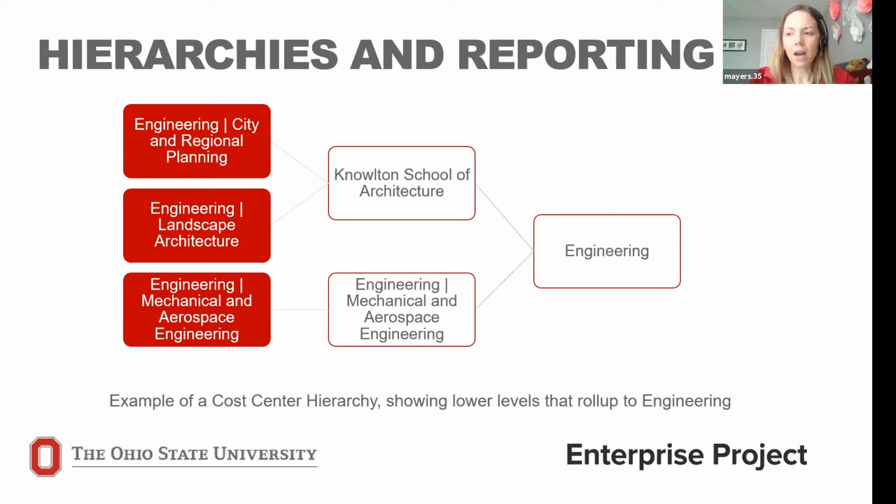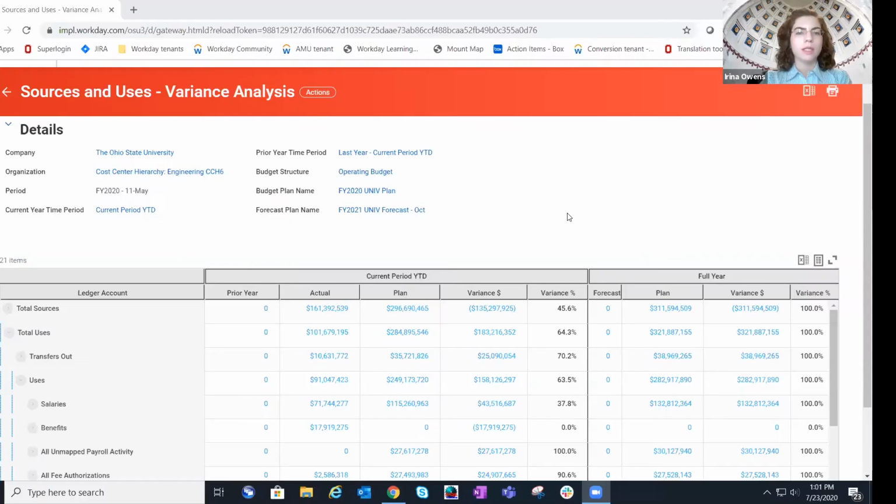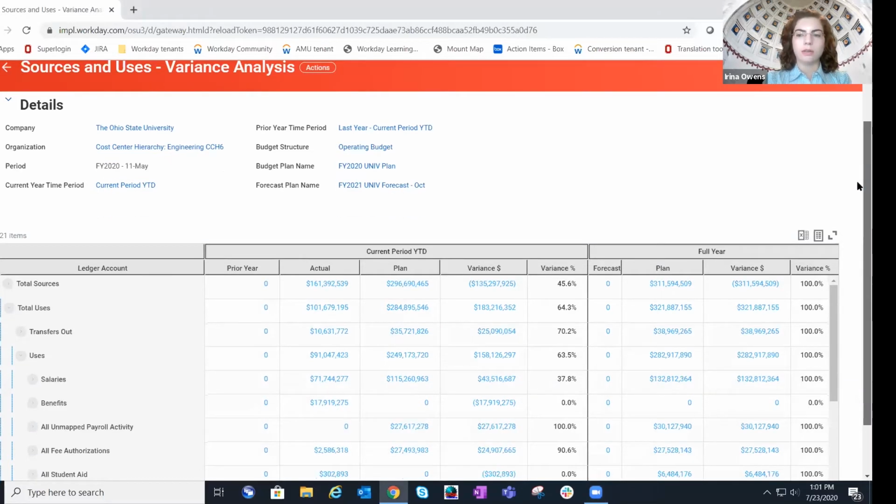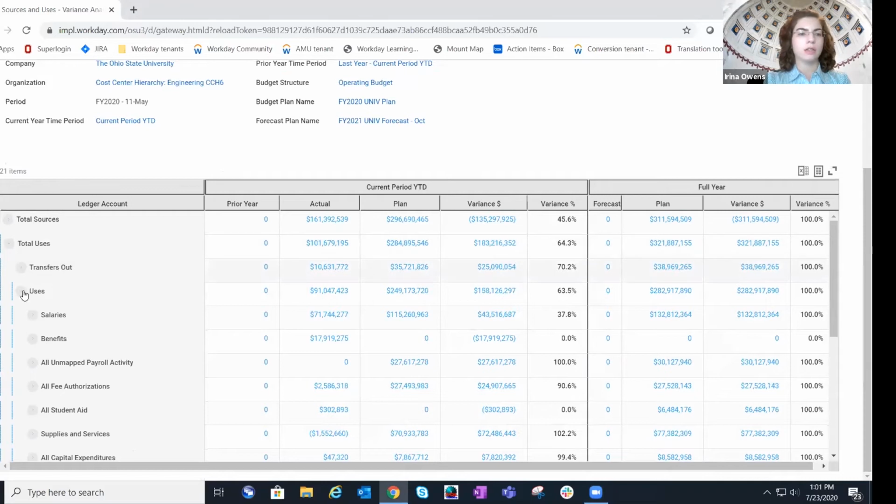So Arena is now going to show us how we can leverage these hierarchies in Workday reports. On my screen, I have the sources and uses variance analysis report that we looked at earlier. But now I want to focus on a different point about it. As I scroll down on the report, on the left-hand side, you can see that I extended the uses section. Here you see various subcategories, and this is based on the ledger account hierarchy that has been developed.